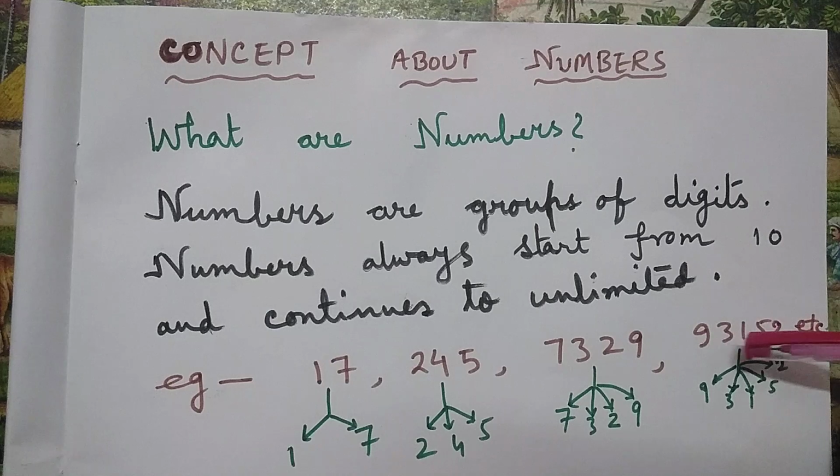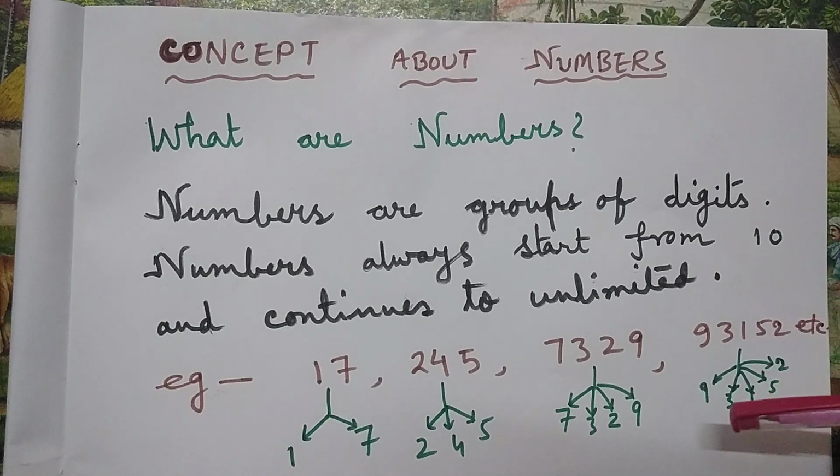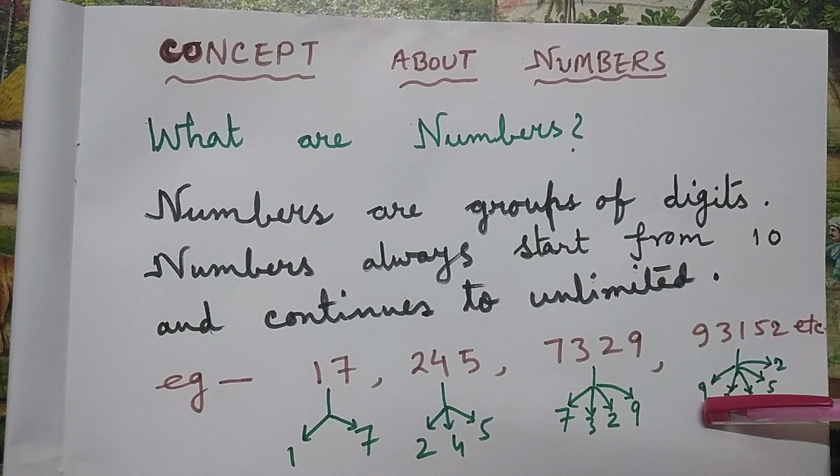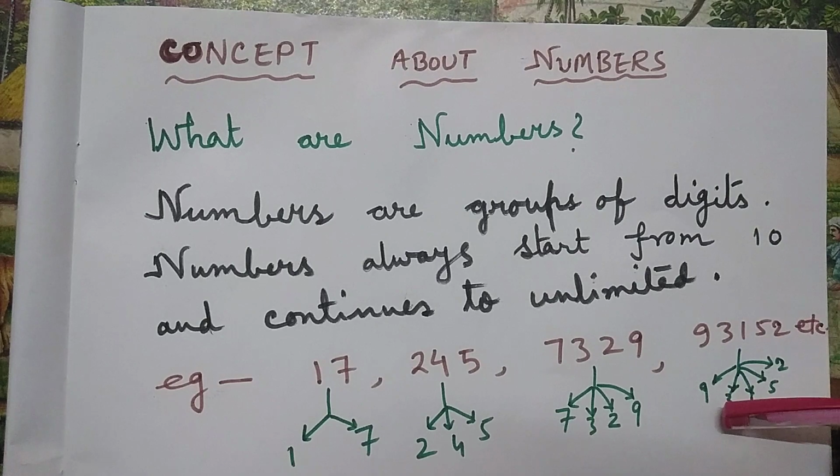Go to this number, that is 93,152. Okay, this is a group of 5 digits. The first digit is 9, the second digit is 3, the third digit is 1, the fourth digit is 5, and the fifth digit is 2.